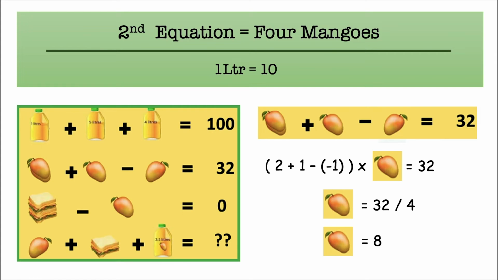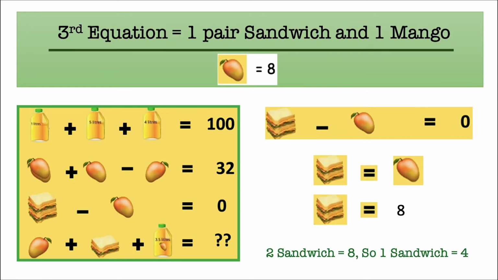By the end of the second equation, we have got 2 values, that is 1 liter of mango juice is equal to 10, and 1 mango value is equal to 8. Now moving on and solving our third equation.